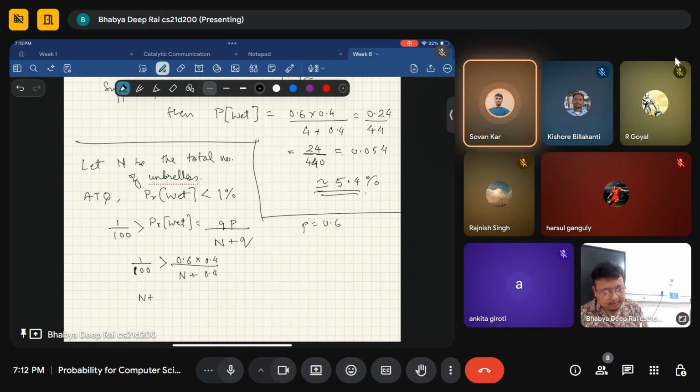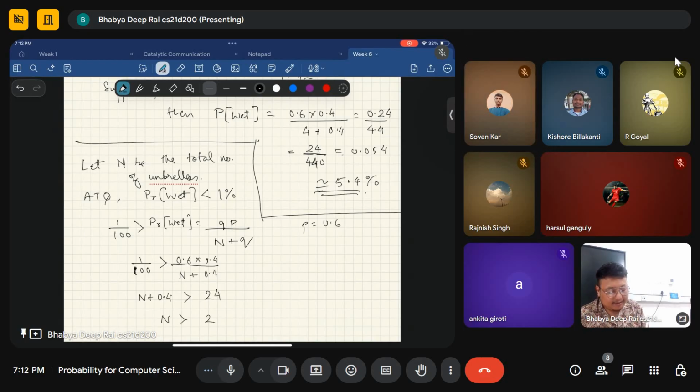Sir, is the answer around 23.6? I mean around 24. Yes, that's right, because you can't carry a partial umbrella, so 24. Yes, N is greater than 23.6, and to make this integral, 24. So if you want to make your chances of getting wet less than 1%, then you need to own a total of 24 umbrellas. And therefore, the chance of getting wet is very, very low. Okay, that's a lot of umbrellas.